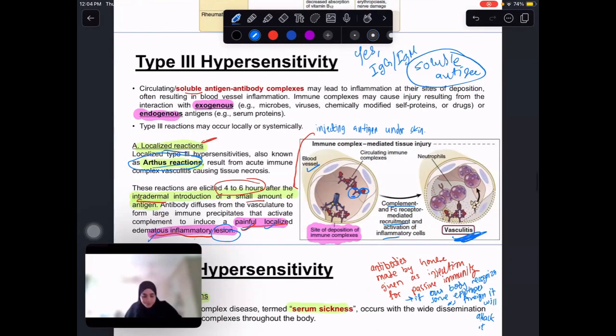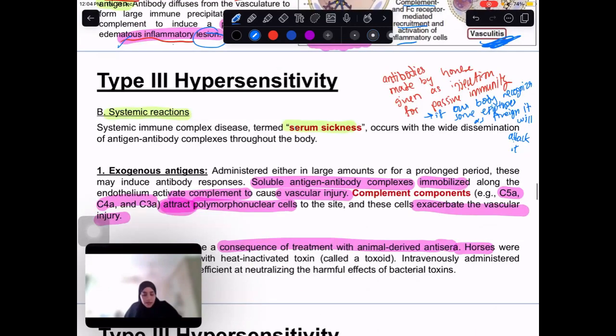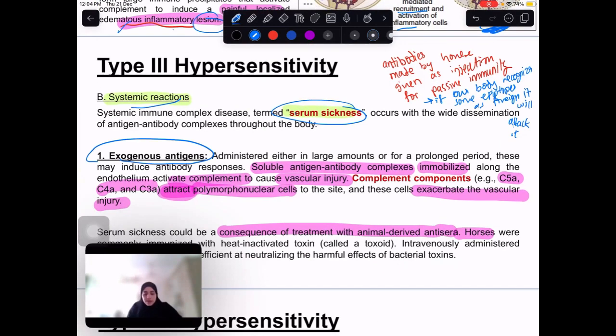Now, it could be systemic. The other example is the serum sickness, right? Systemic is now more within the whole body system. I'm going to be having these examples. But the same way here, the exogenous antigens are going to be what? When I'm having a vaccination. The vaccine, as we know, usually comes from outside sources, like from horses, let's say, or whatnot.